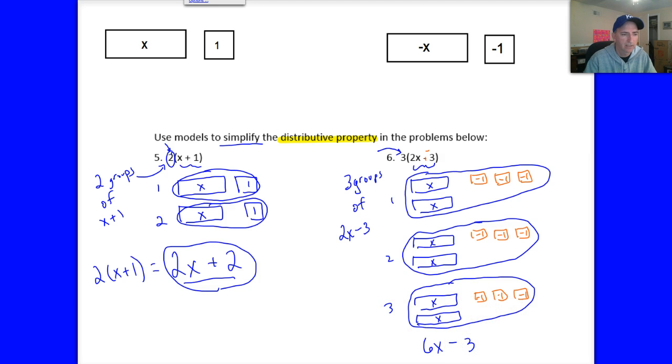Oh, that's not right. That's not right. Don't write -3. 1, 2, 3, 4, 5, 6, 7, 8, 9. You have 9 negatives. Okay, so we have 3 times 2x minus 3 equals 6x minus 9. And the answer there is 6x minus 9.